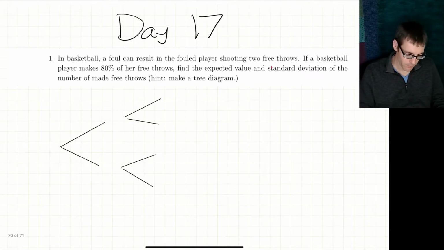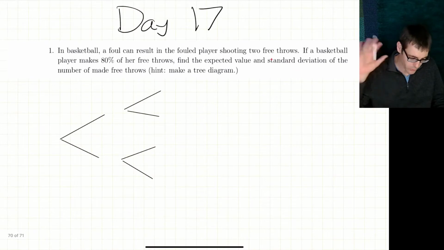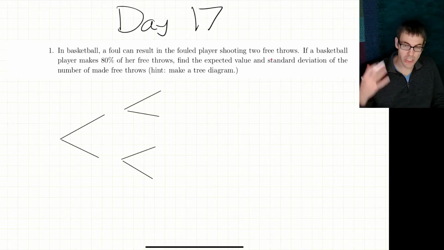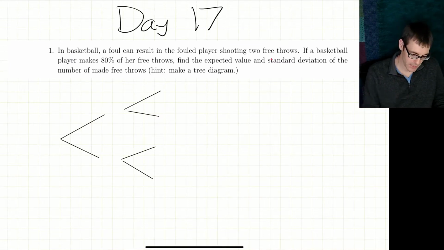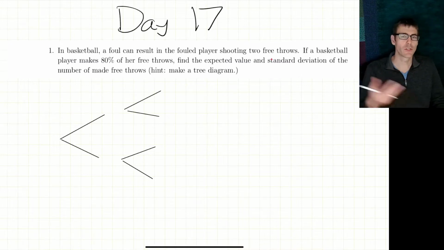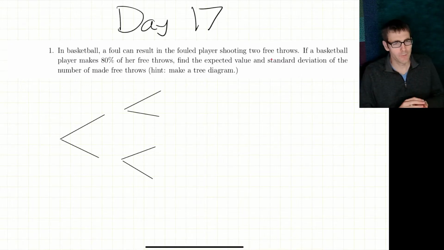questions for this. Okay, so we've got a basketball player shooting 80% of her free throws. In this version of the question, what we're asking for is, in the situation where she shoots 2 free throws, what is the expected value for the number of shots made? And the hint here was make a tree diagram. You didn't have to make a tree diagram for this, but let's do it that way.